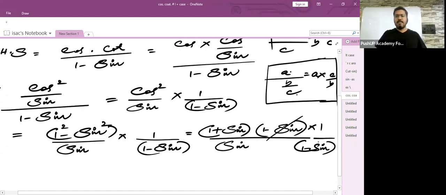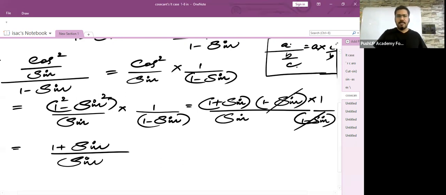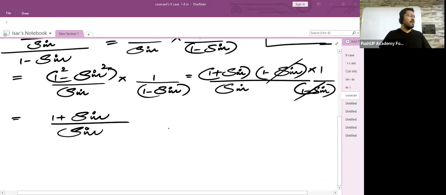Now can't we cancel 1 minus sine from both numerator and denominator? We can. Now what is left? 1 plus sine whole divided by sine. Isn't it? Is this the required result? I don't know. What is it? It's 1 plus cosec. Yeah. We are almost on the verge of solving it. How? Children, we can individually divide the numerator with the denominator.